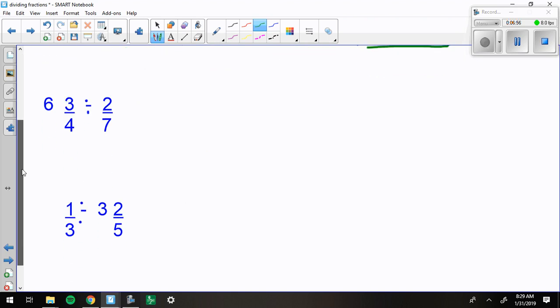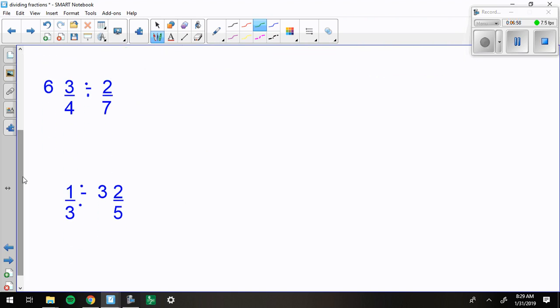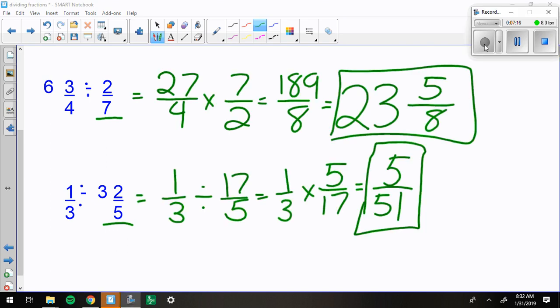All right, I want you to try the next one. Remember, which one do we always find the reciprocal of? The second one, even if that's a mixed number. We always find the reciprocal of the second one, even if it's a mixed number. All right. Come back with answers. 3, 2, 1. Pause.